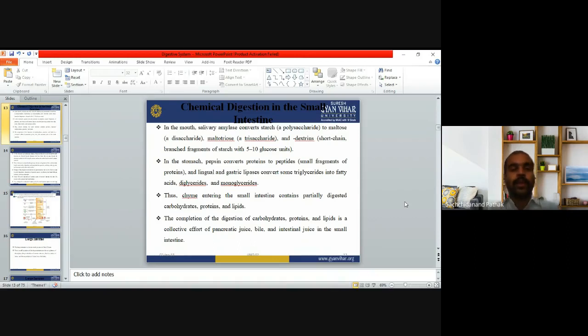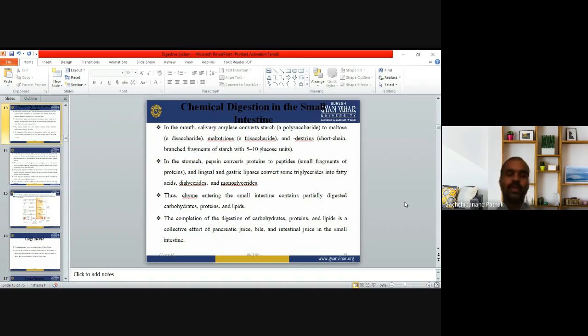In the stomach, pepsin converts protein to peptides, the small fragments of proteins. And lingual and gastric lipase convert some triglycerides into fatty acids, diglycerides and monoglycerides. Thus, chyme entering the small intestine contains partially digested carbohydrates, proteins, and lipids. The completion of the digestion of carbohydrates, proteins, and lipids is a collective effort of pancreatic juice, bile, and intestinal juice in the small intestine.